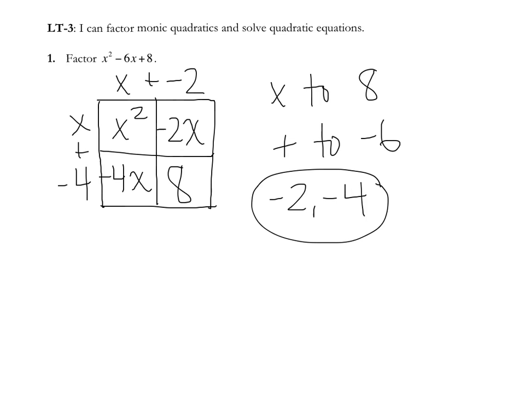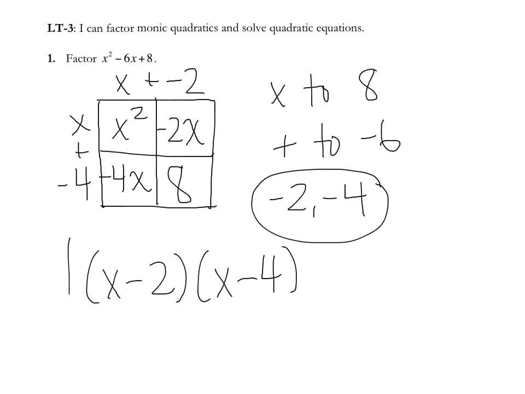Now, we're not quite done. The numbers out here on our multiplication box are the two factors that would multiply out to create something that would simplify down to x squared minus 6x plus 8. So really our final answer is going to be x minus 2 times x minus 4.